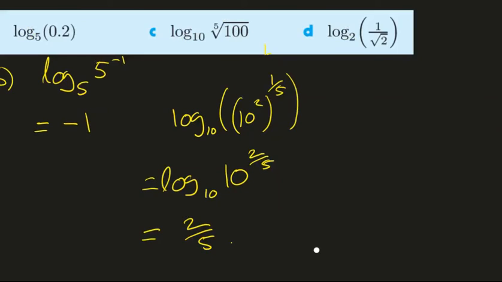D, well, again, let's try and write this as a power of 2. We'll have D is going to be log base 2. So we've got 2 to the half, but it's 1 over, so we've got it negative. So this is just going to be negative a half.